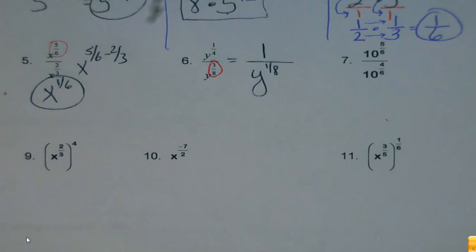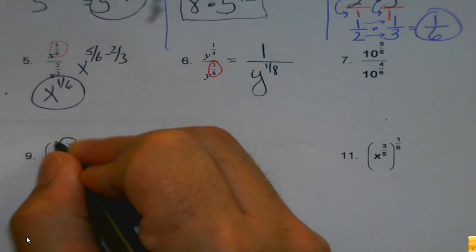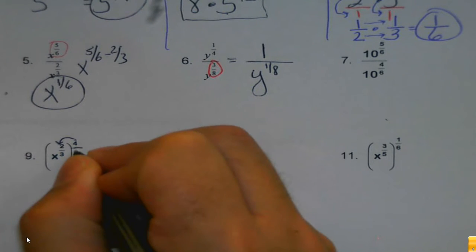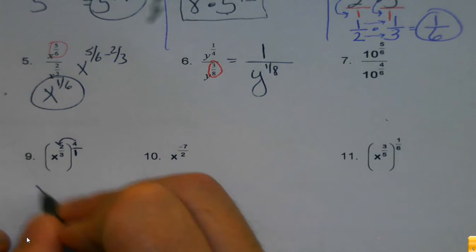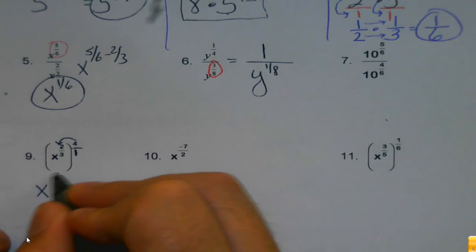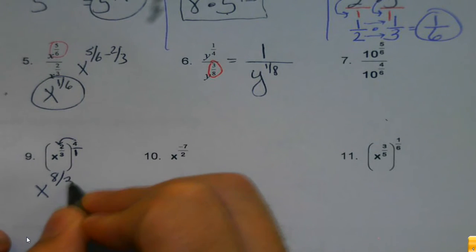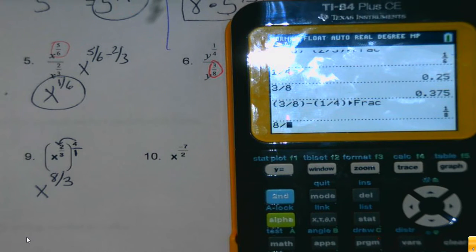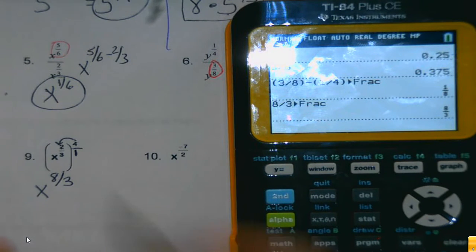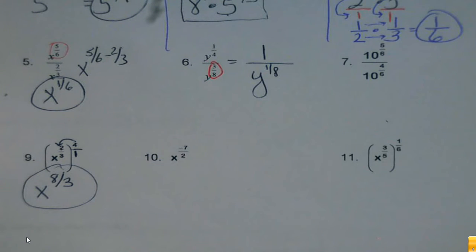All right, number 9. Power to power, we're multiplying. Again, if you see a fraction, just make everything a fraction. It's going to make everything easier for you. So here, 2 times 4 is 8. 3 times 1 is 3. Let's just make sure that doesn't simplify anymore here. 8 divided by 3, math, enter. Nope, 8/3. That's good. If it would reduce down, I need to reduce it. But there's a couple easy ways to do that.